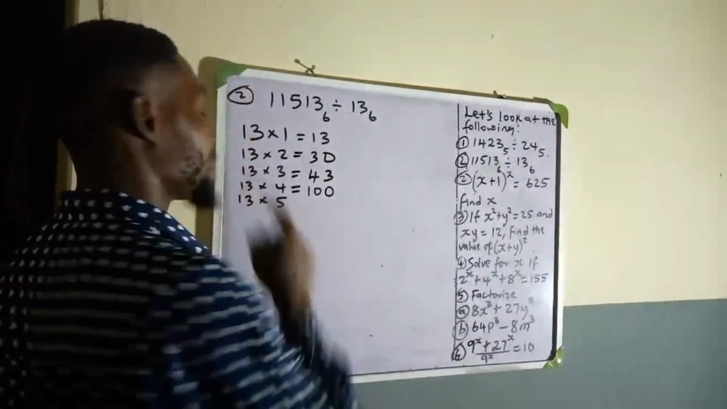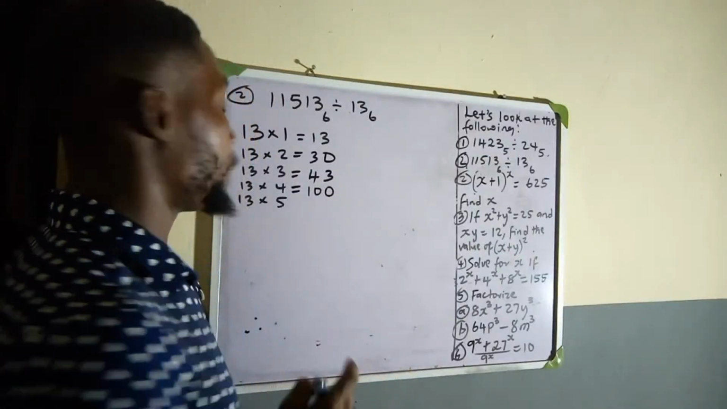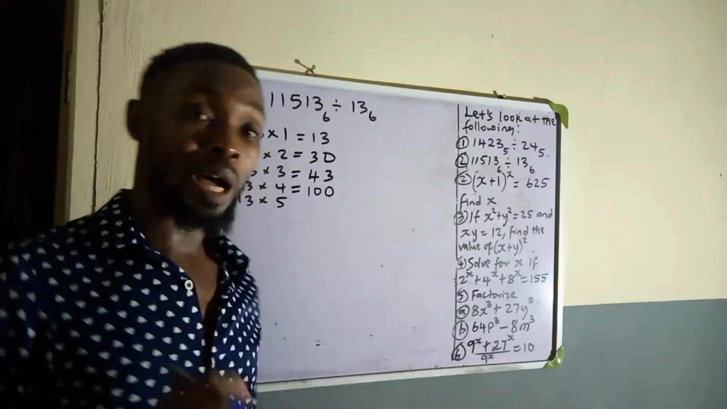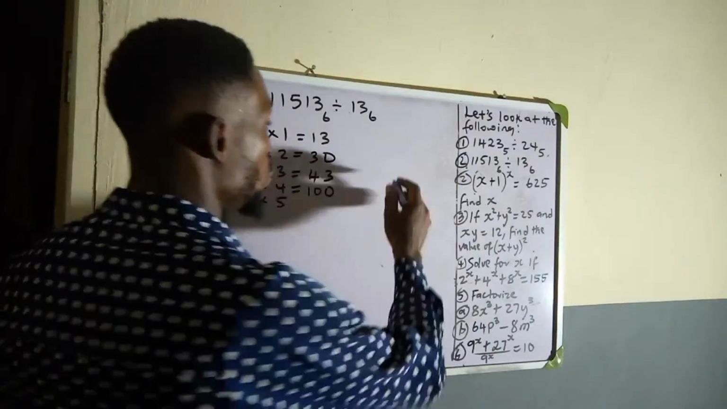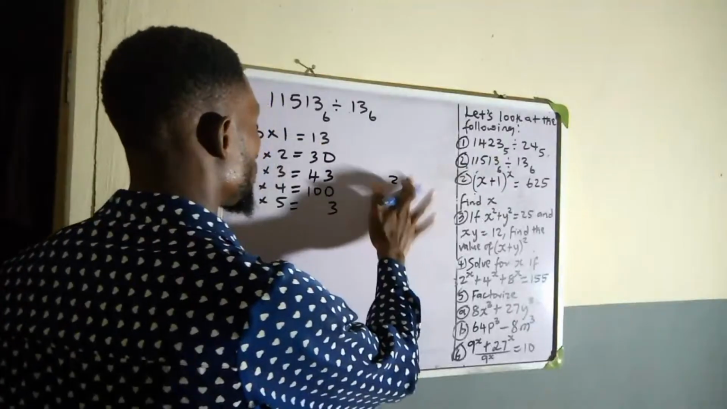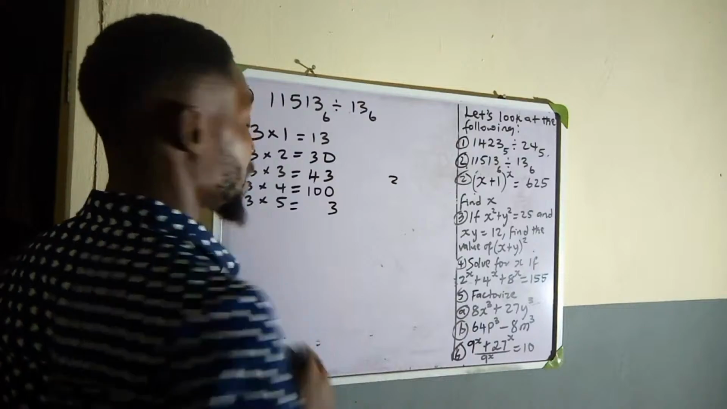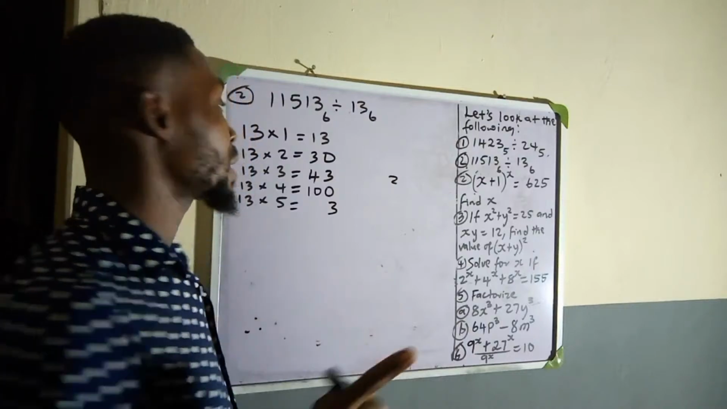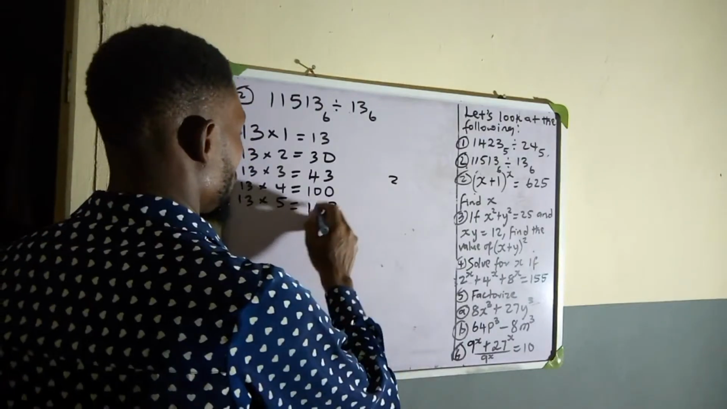And 5 times 3 is 15. 15 in base 6: if you divide 15 by 6, you have 2 remainder 3. So we have 23. We write 3, carry 2. 5 times 1 is 5. 5 plus 2 is 7. 7 in base 6 is 11. So we have 113.